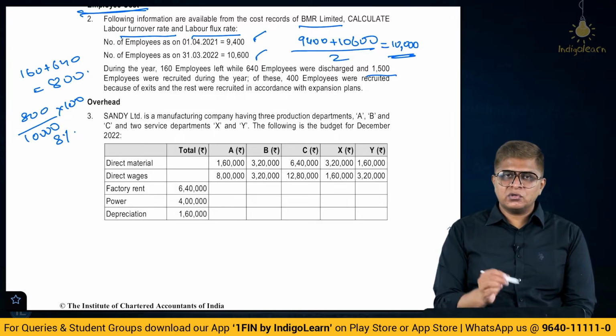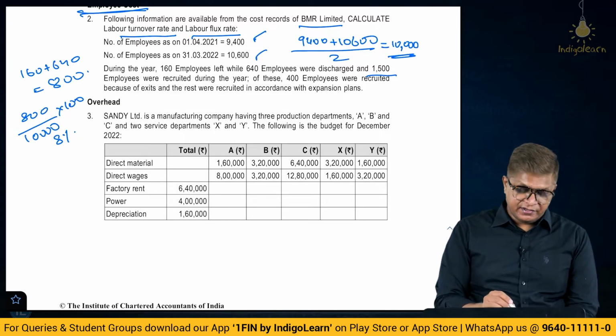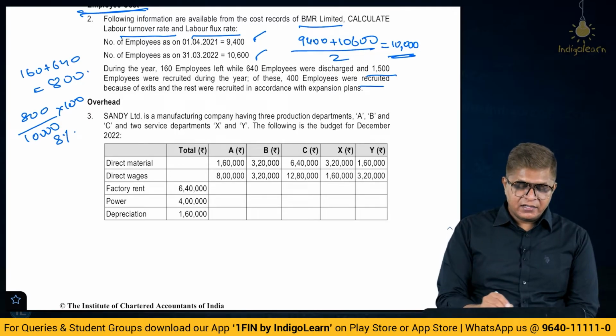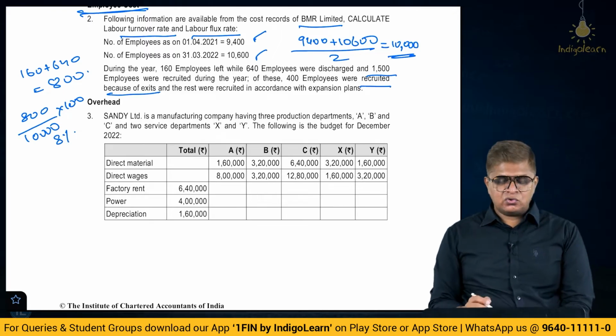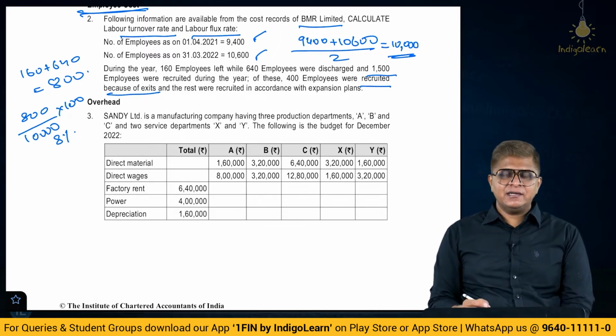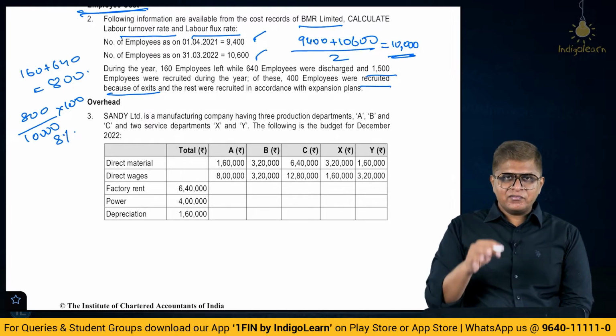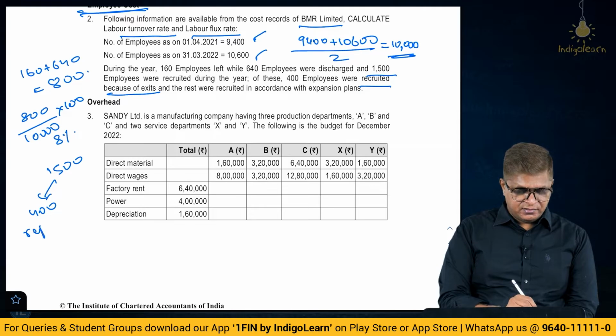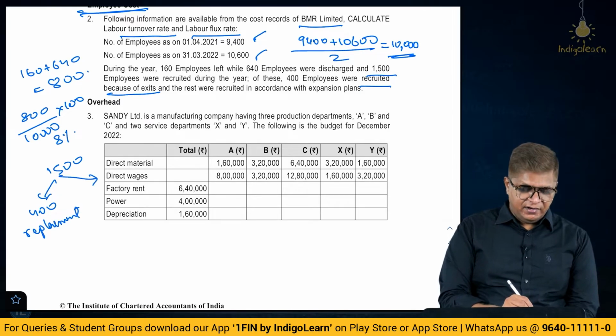Alright. So during the year 160 employees left while 640 employees were discharged and 1500 employees were recruited during the year. So total number of joinees are 1500. Of these, 400 employees were recruited based on exits. So total hiring was 1500. Alright. The breakup of that 1500 is 400 is towards replacements. Whoever left, we have replaced them, and 1100 are new joinees.